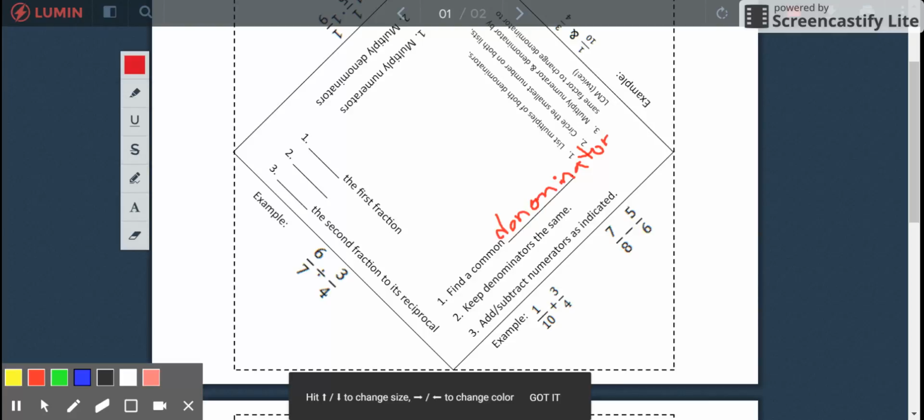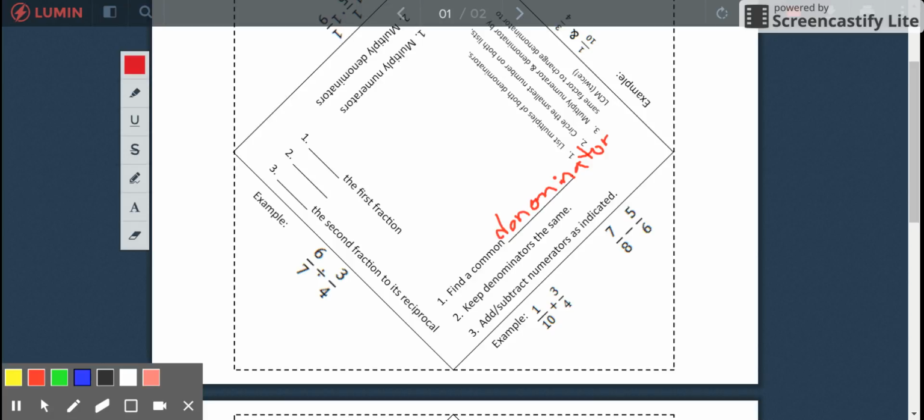The first example, we're adding. I'm not going to bother spending time showing you how to find the common denominator for these two because they're the exact same two fractions we used in the last example. So 1/10 we know is the same as 2/20, and 3/4 we know is the same as 15/20. So there's step 1. I've converted them to have the same denominator.